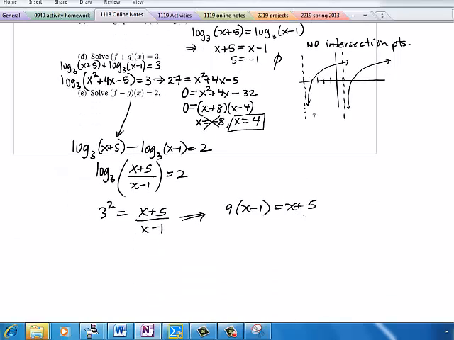This is just linear, so let's just distribute. 9x minus 9 equals x plus 5. Add 9 to both sides. Subtract x from both sides. 8x equals 14, so x equals 14 over 8, which is 7/4. 7/4 makes both inputs positive. x plus 5 is positive and x minus 1 would be positive, so that will work just fine.